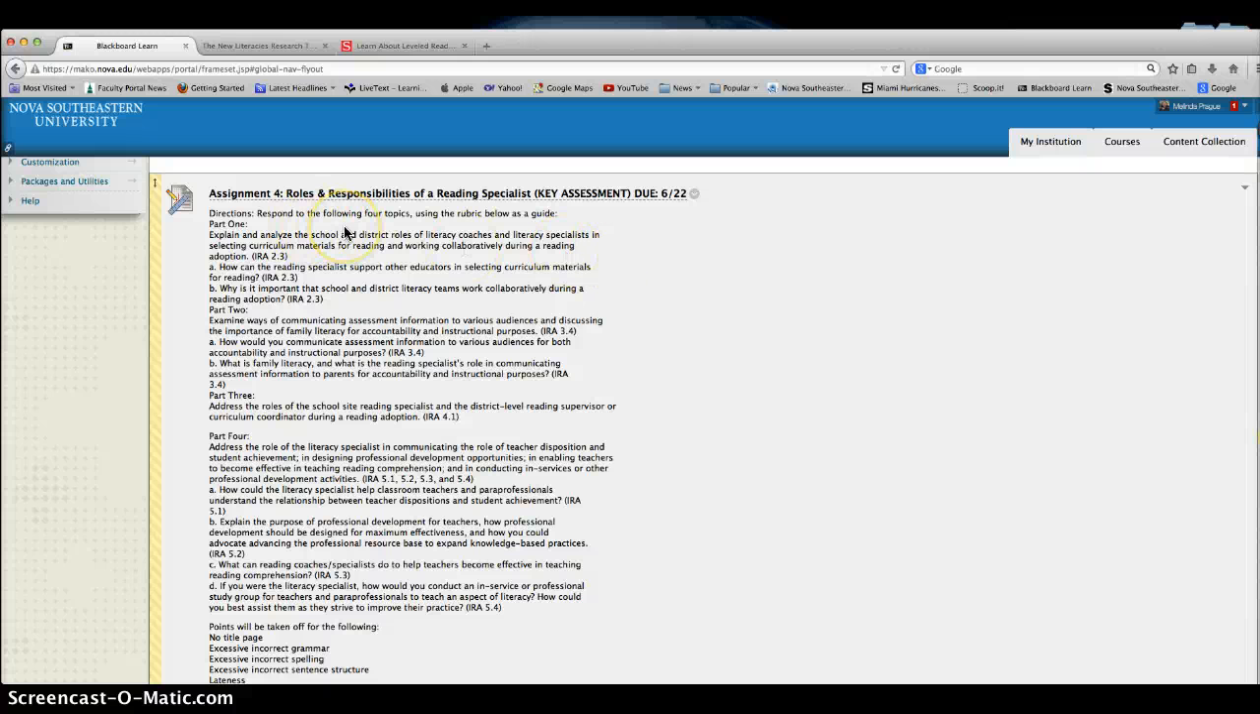So you're going to respond to 4 topics, and it's separated into 4 parts with subsections, and you have to address each one. Part 1, explain and analyze the school and district roles of literacy coaches and literacy specialists in selecting curriculum materials for reading and working collaboratively during a reading adoption. A, how can the reading specialist support other educators in selecting curriculum materials? Why is it important that the school and district literacy teams work collaboratively during a reading adoption?